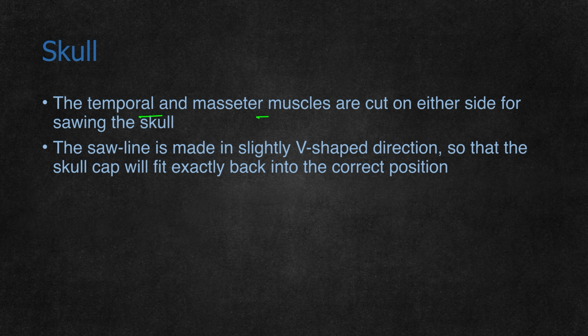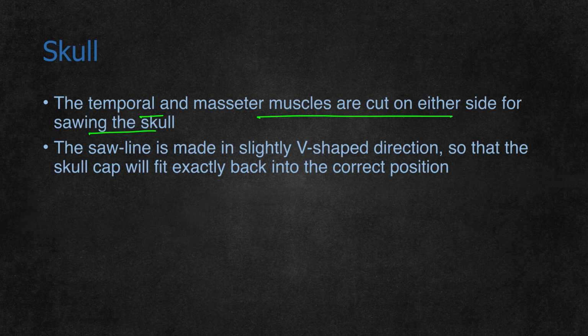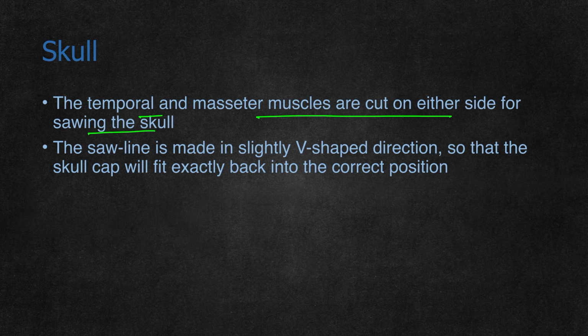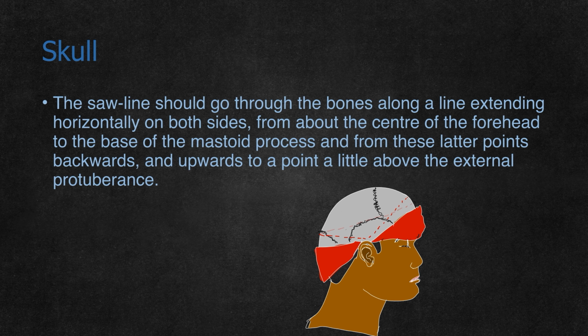Next, the temporal and masseter muscles are cut on either side for sawing of the skull. The temporal muscles are usually present here and have to be cut to expose the skull so that the skull incision can be taken. A saw line is made in a slightly V-shaped direction so that the skull cap will fit exactly back in the correct position. So usually a V-shaped saw line is made.